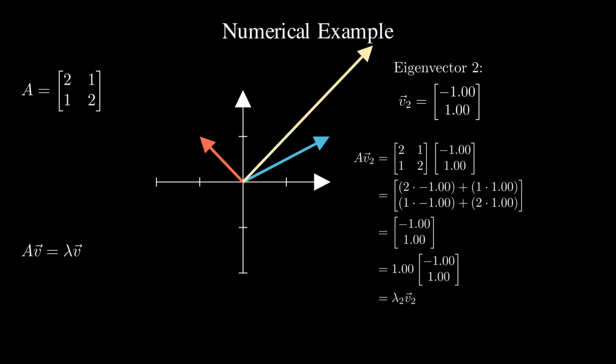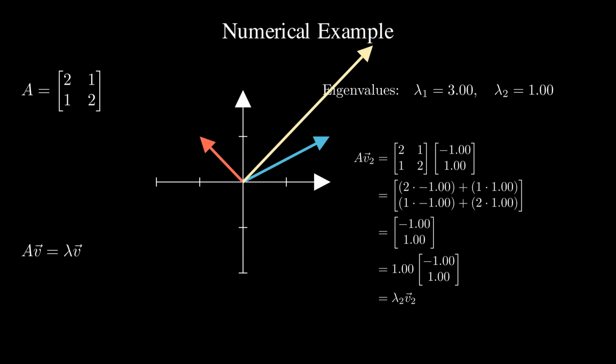Now let's look at our second eigenvector and its multiplication process. When matrix A multiplies eigenvector V2, the result is simply λ2 times V2. This confirms that V2 is indeed an eigenvector since its direction is preserved and only its magnitude changes according to λ2. To summarize, this numerical example clearly demonstrates the key property of eigenvectors and eigenvalues.